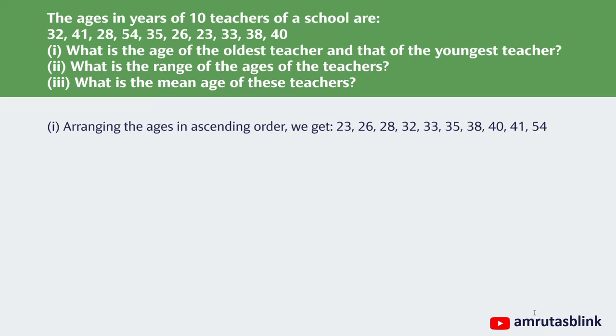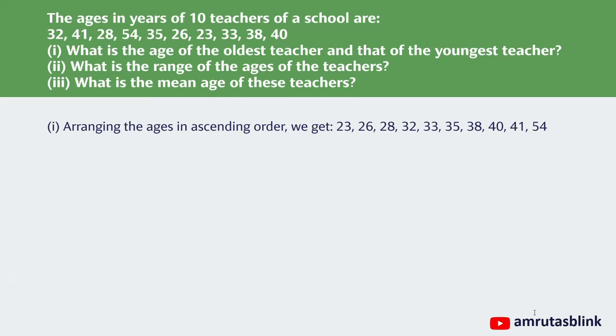Now arranging the ages in ascending order, we get 23, 26, 28, 32, 33, 35, 38, 40, 41, 54. So here what we have done is we have arranged all the data in ascending order. Now a common mistake students make is, whenever there are repeated values, they avoid writing those repeated values. But if there are repeated values, you have to write them as they are.